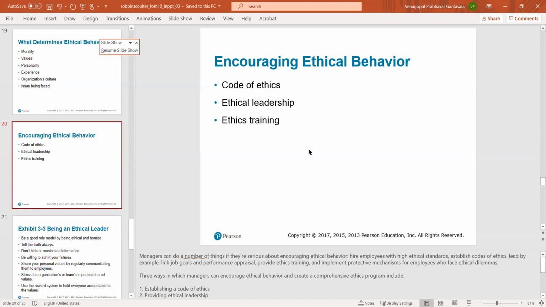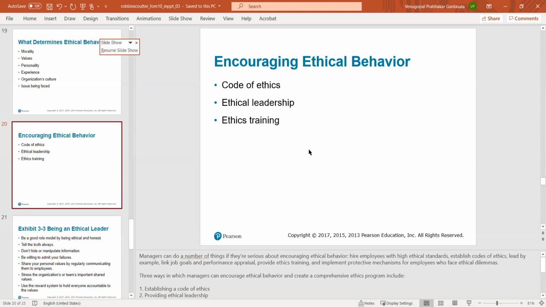This is what is accepted, this is what is not accepted. So ethical leadership is important. You might want to train your employees that they have to follow those codes of ethics, and then you might want to train your employees that any violation of the code of ethics has to be reported.